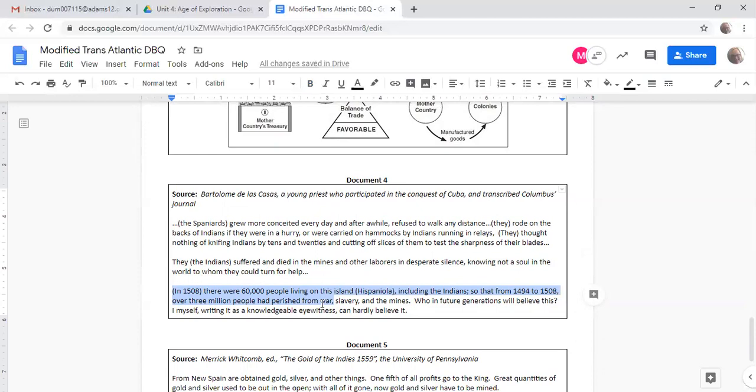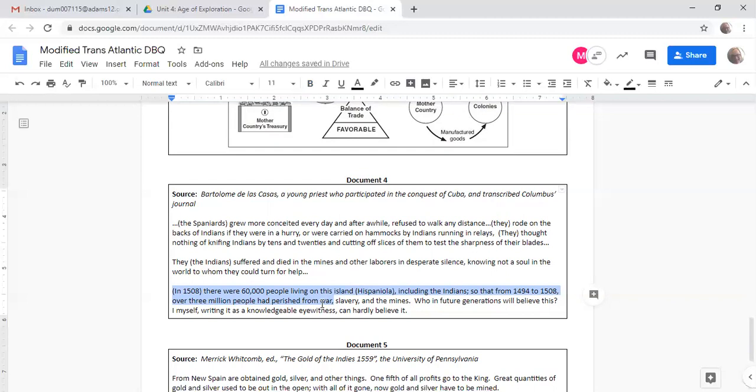So already I know I have two groupings. One grouping is that the effect it had on European countries was that it made them wealthy on the backs of the people, and I can use documents 1 and 3 for that. And the other is that it decimated the Native American population, and I can use documents 2 and 4 for that. So I already have 4 documents used. Fantastic. I know the best pieces of evidence to support the points I'm trying to make.